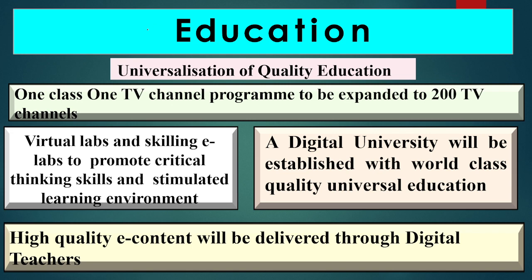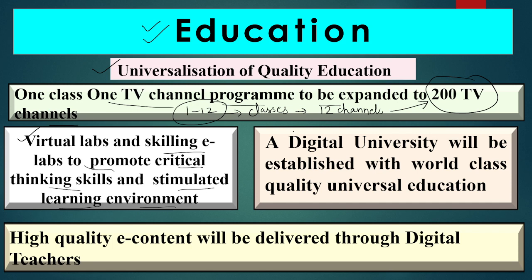Next is your education sector. If I talk about the education sector, there would be universalization of quality education, and the one class, one TV channel program to be expanded to 200 TV channels. As you all know, there are classes from 1st to 12th, and for those classes there was a plan of creating 12 channels, but this has increased to 200 TV channels now. Apart from this, virtual labs and skilling e-labs to promote critical thinking skills and a stimulating learning environment, and there would be a digital university also that will be established with world-class quality universal education.